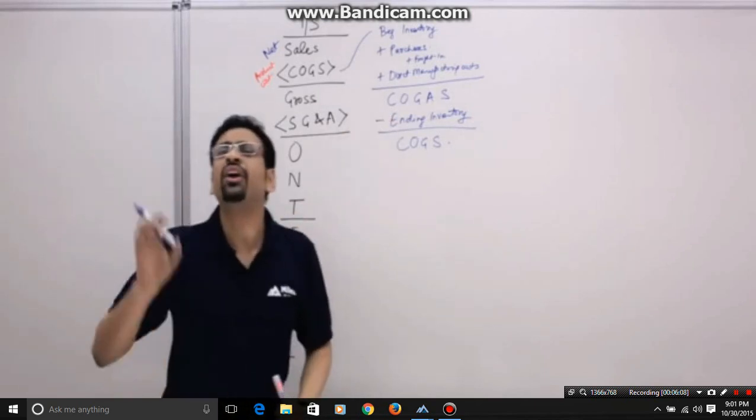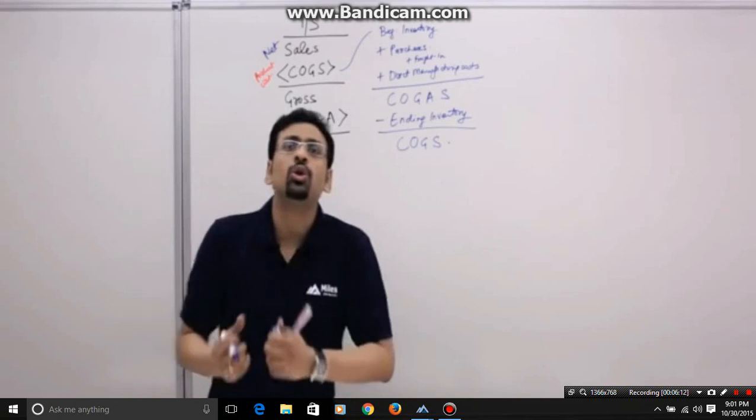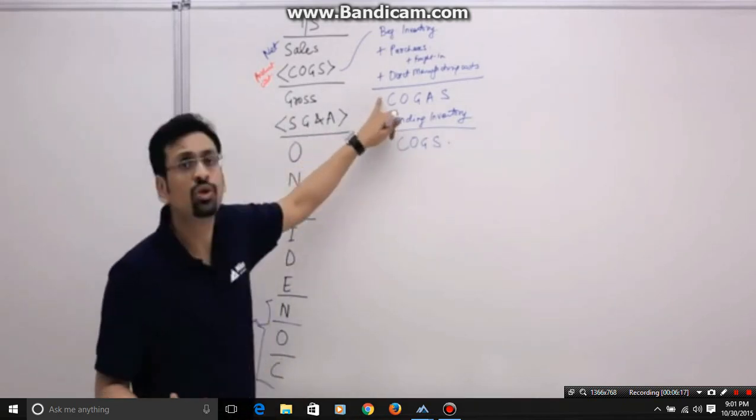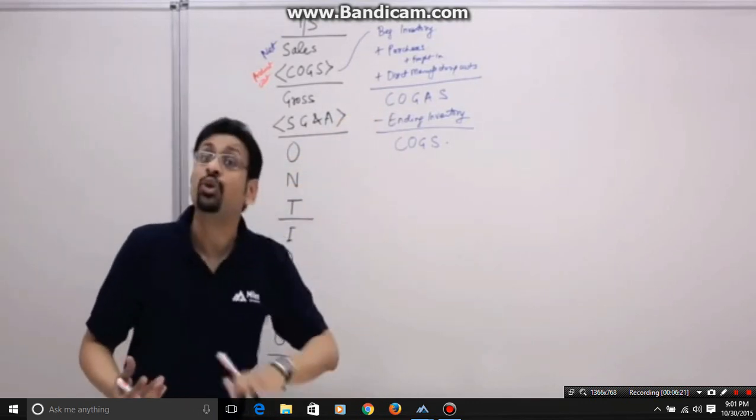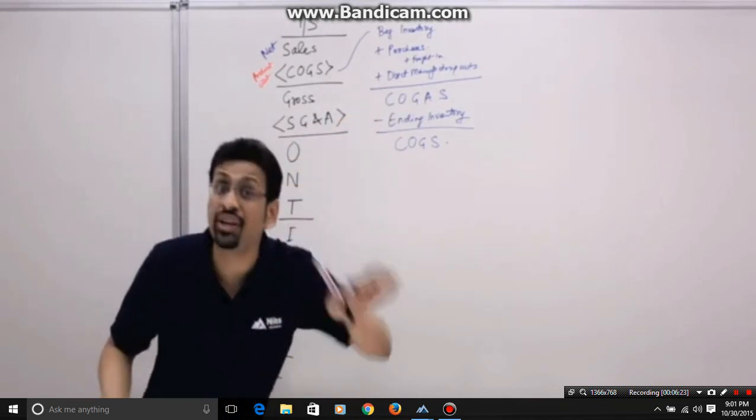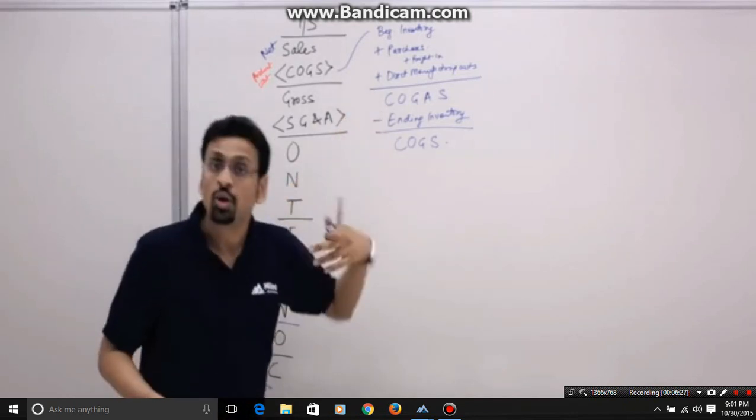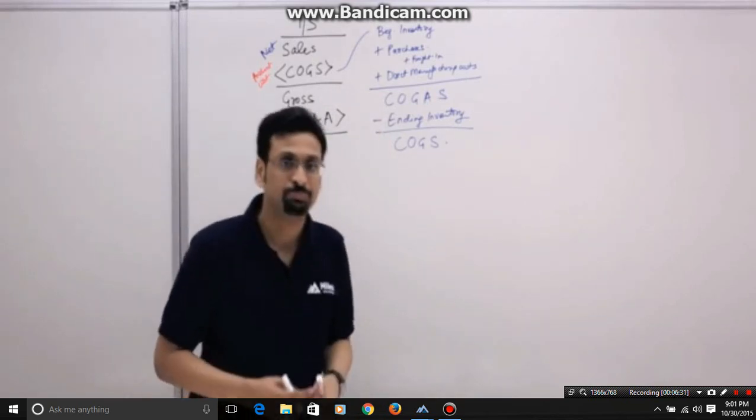So if your ending inventory is 0, that means you had some beginning inventory, you bought some goods, you sold all of it, you had 0 ending inventory. That means your cost of goods available for sale is the same as cost of goods sold. Only if you were not able to sell off everything, that's when you have ending inventory, which gets reduced from cost of goods available for sale, gives you cost of goods sold.